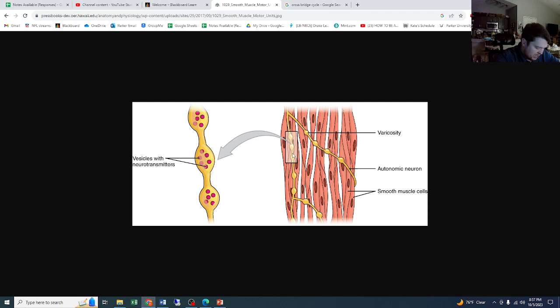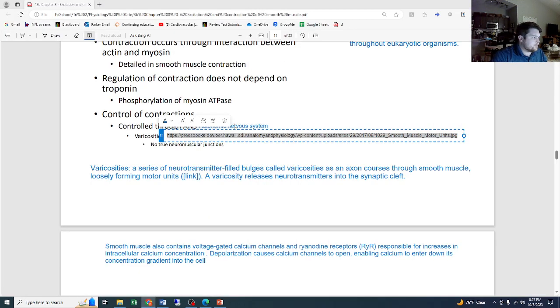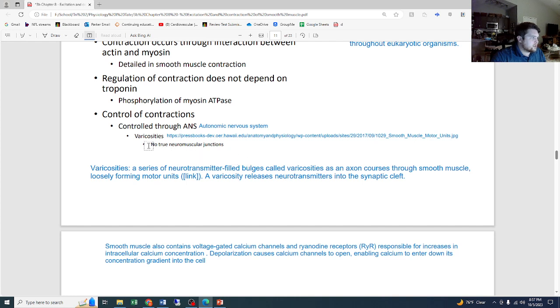So like in the GI tract, stretch is a really big one. When we eat a lot of food, it literally stretches the smooth muscle of our GI tract, which is then going to cause these vesicles to react and cause the muscle to move, to contract, to do what it needs to do. So there aren't any true neuromuscular junctions like there are in skeletal muscle, just these varicosities.